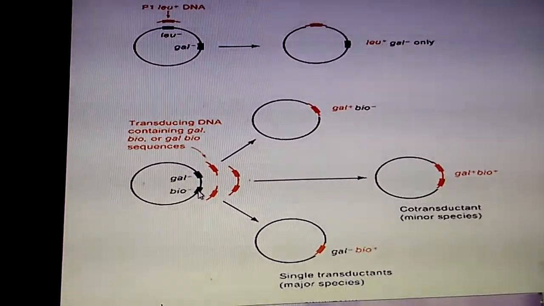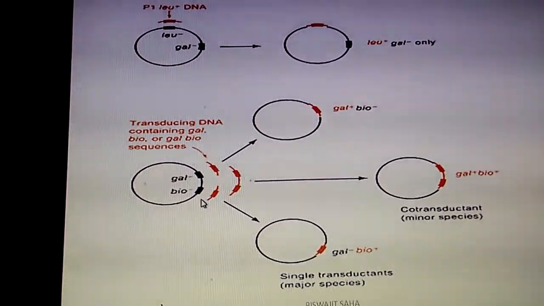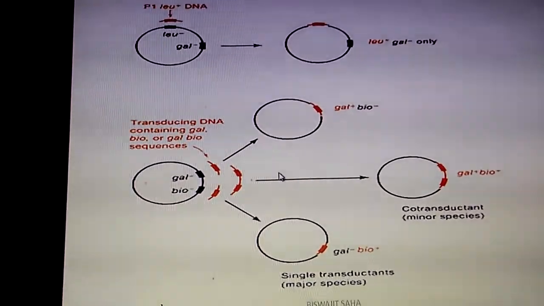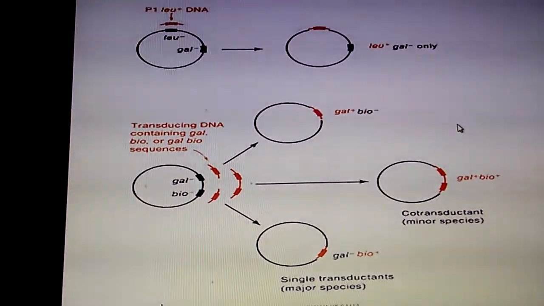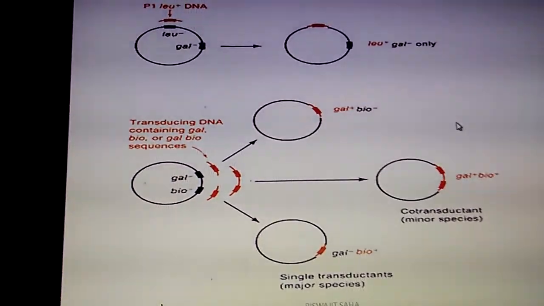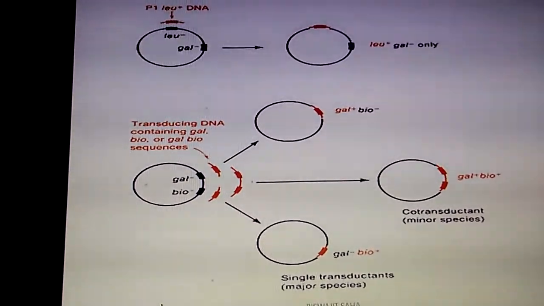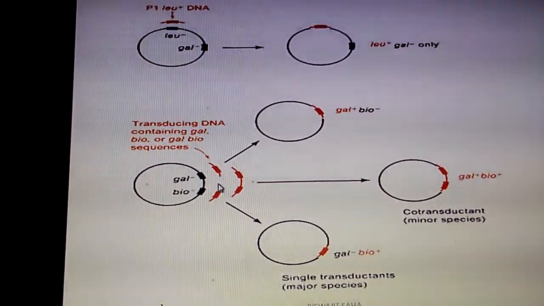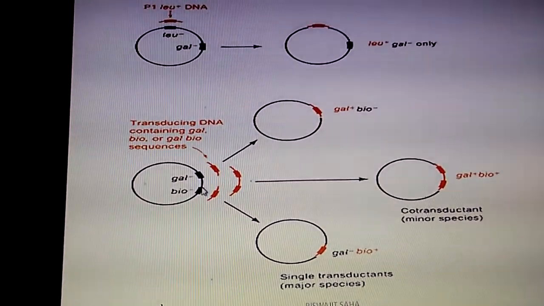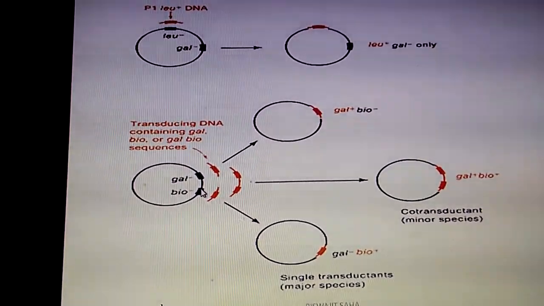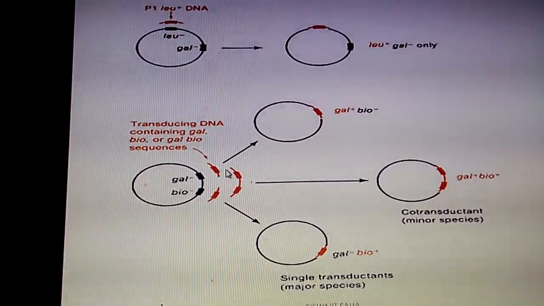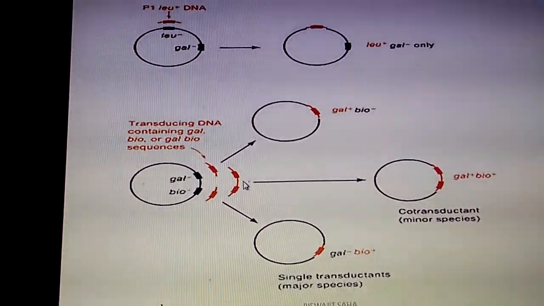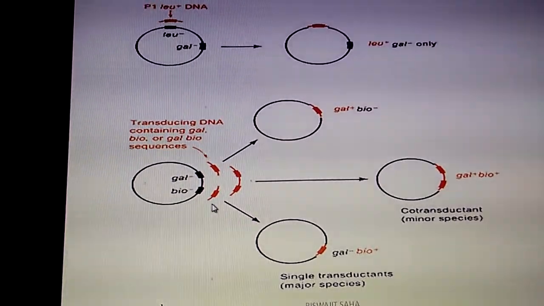However, the Gal and Bio genes are very closely present and they are separated by about 2.3 times 10 to the power 4 base pair, and the P1 phage can contain a segment of DNA that is about 8.5 times 10 to the power 4 base pair. So we can compare these two values. The P1 phage contains 8.5 times 10 to the power 4 base pair in its head. However, the Gal Bio genes are separated by only 2.3 times 10 to the power 4 base pair. So there is every possibility that a P1 phage can carry simultaneously Gal and Bio genes. Definitely it can carry only galactose gene, or it can carry only biotin genes.